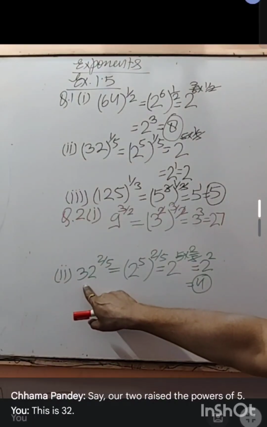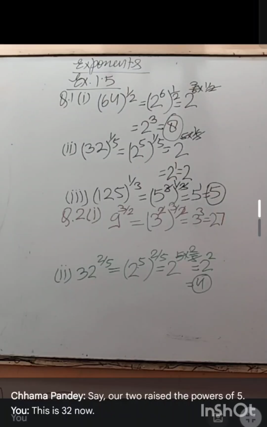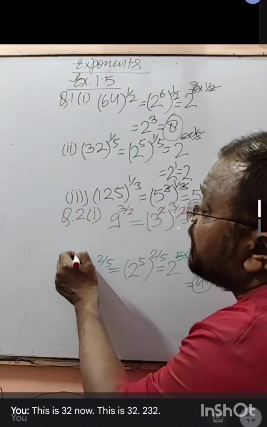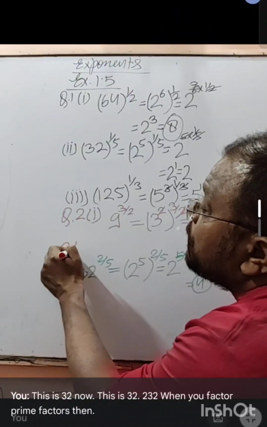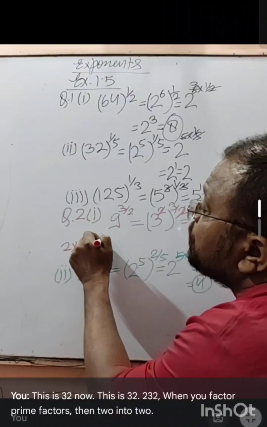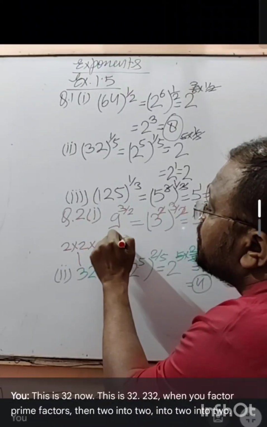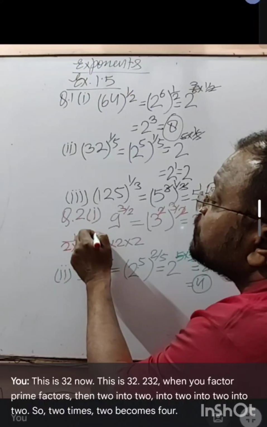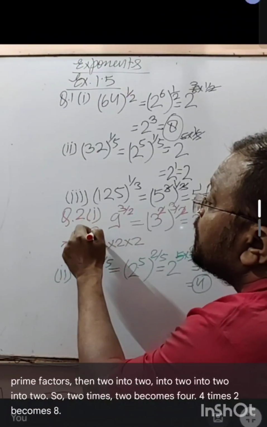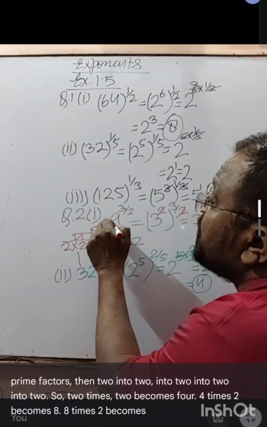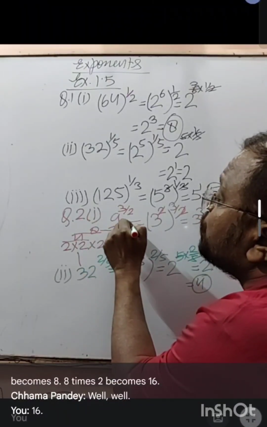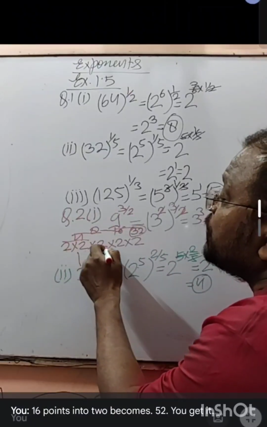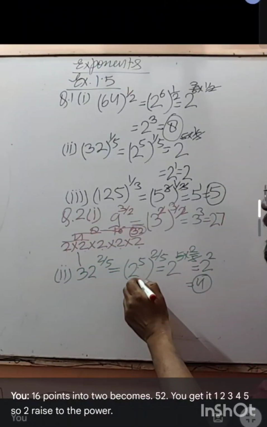This is 32, no? This is 32. So when you factor 32 into prime factors, 2 into 2 into 2 into 2 into 2. So 2 times 2 becomes 4. 4 times 2 becomes 8. 8 times 2 becomes 16. 16 into 2 becomes 32. You get it? 1, 2, 3, 4, 5. So 2 raised to the power 5 is here.